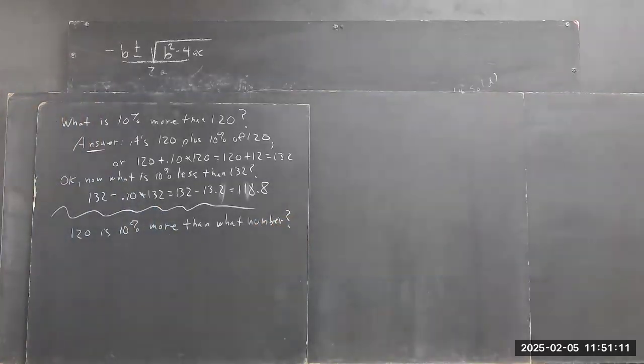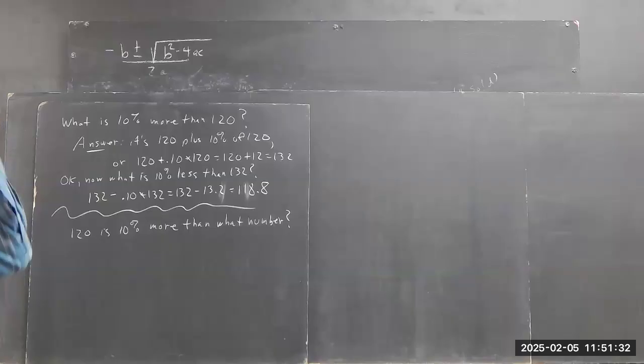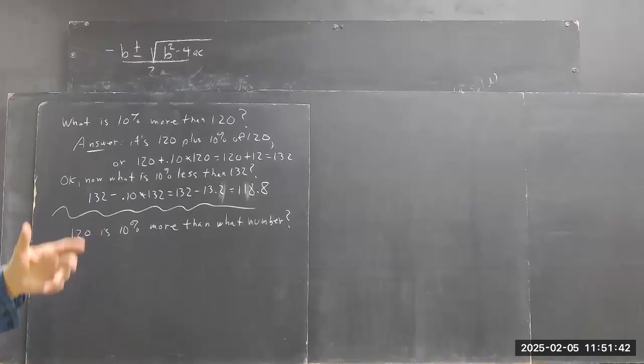Let's go to the problem. 120 is 10% more than what number? Okay. Now you might think, well, 10% less than 120 is 108. You just subtract 12 from 120. But 10% more than 108 is not 120. Pretty close, so the number is going to be close to 108, but it's not going to be 108. Same reason this works: if you take 10% less than the number and then add 10% to that number, you don't get as much as you started with.